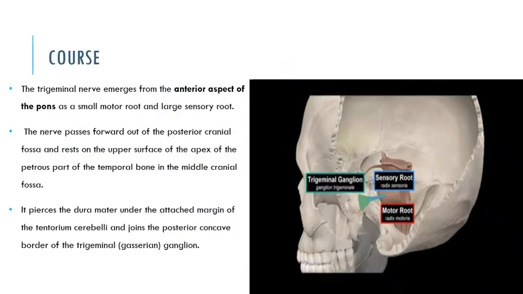Now the course. The trigeminal nerve emerges from the anterior aspect of the pons as a small motor and a large sensory root. The nerve passes forward out of the posterior cranial fossa and rests on the upper surface of the apex of petrous part of temporal bone in the middle cranial fossa. And it pierces the dura mater under the attached margin of the tentorium cerebelli and joins the posterior concave border of the trigeminal ganglion here.